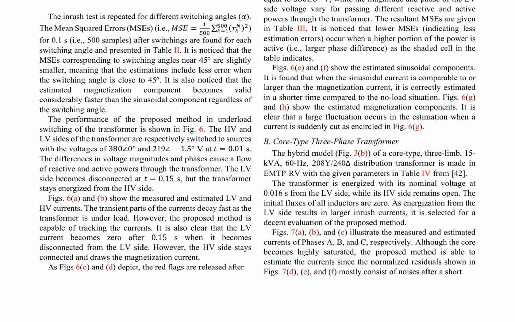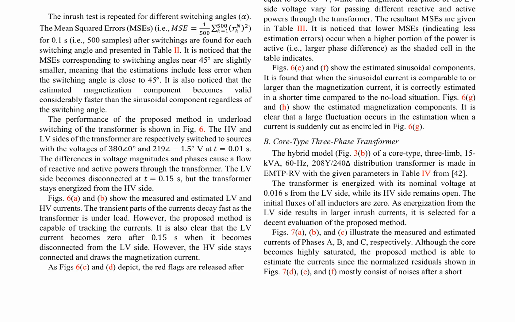The paper presents several tests to validate the proposed method, including an inrush test and an underload switching test. In the inrush test, the mean squared errors, MSEs, corresponding to switching angles near 45 degrees are slightly smaller, indicating less error in estimations when the switching angle is close to 45 degrees. The estimated magnetization component becomes valid considerably faster than the sinusoidal component regardless of the switching angle.